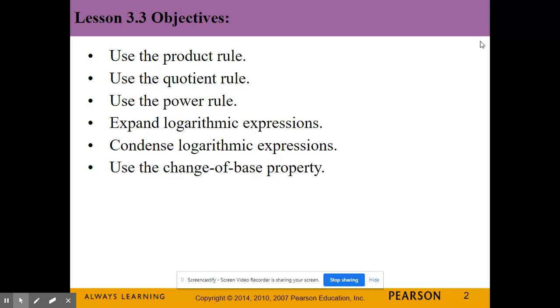Then we're also going to use those rules to expand and condense log expressions. And then finally, we'll talk about a change of base property. And that will bring into play the common log and the natural log that we talked about last lesson.